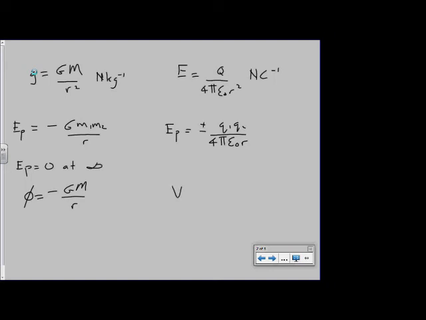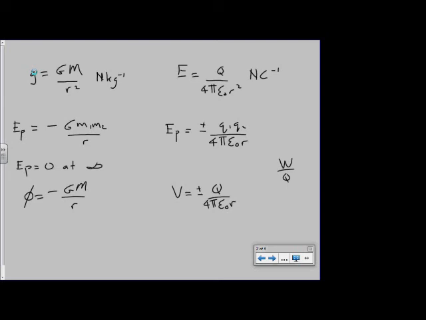Electrical potential, V. General definition, remember, work done per unit charge. In this particular case then, plus or minus Q over 4 pi epsilon naught r. Positive potential if you're near a positive charge. A negative potential if you're near a negative charge.